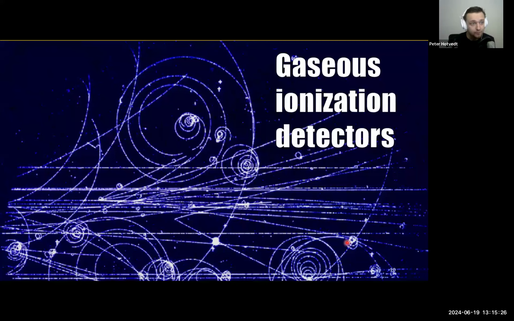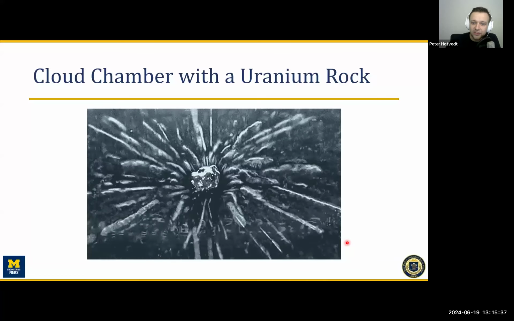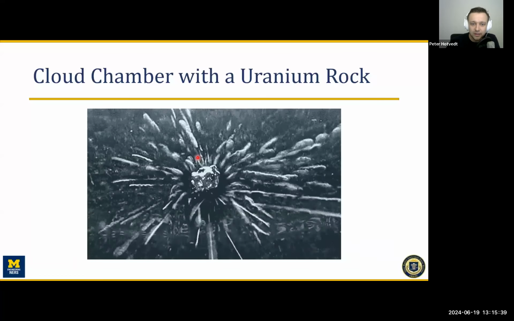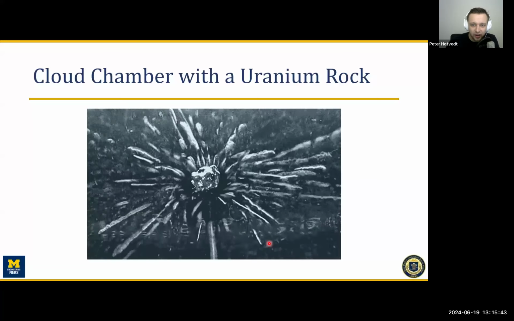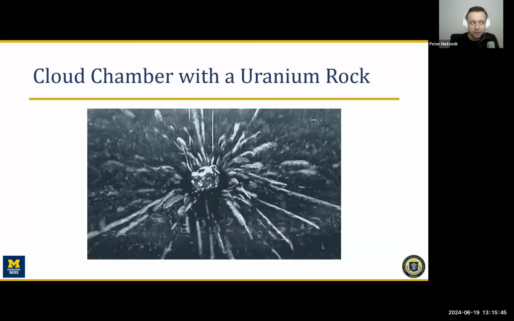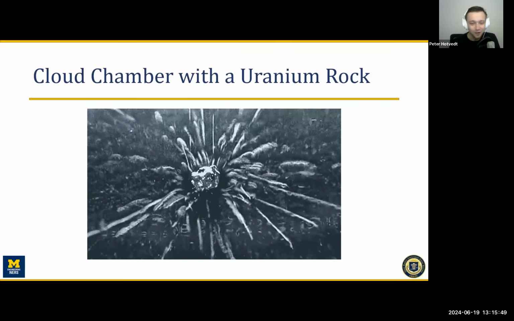So first, gaseous ionization detectors, to the anonymous attendee who asked. We're going to talk about these cool shapes, starting with a cloud chamber. This is a cloud chamber, and this is a uranium rock. As you can see, you've got these misty vapor-like things coming off the rock. If you've never seen a cloud chamber before or don't know what's going on here, I'm about to explain it to you. But it's very cool.